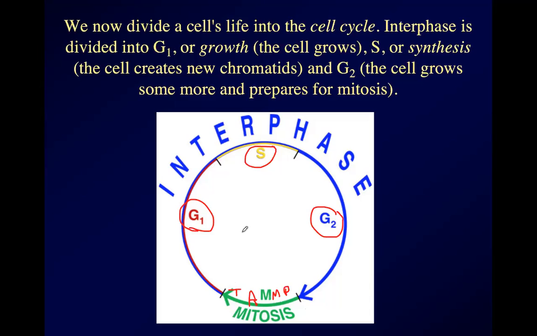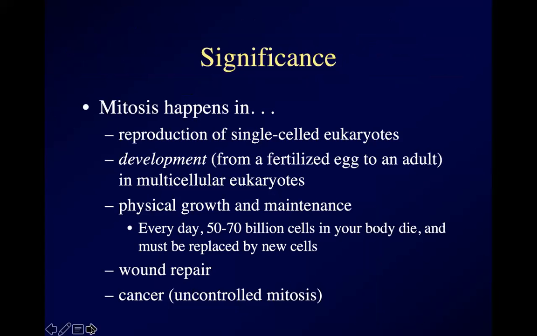So we divide interphase into G1, S, and G2, and we cannot yet clearly see exactly what's going on in G1, S, and G2. S is the mystery phase where the chromosomes sprout new chromatids. Who cares? Single-celled eukaryotes reproduce by mitosis. That's how they make more of themselves.